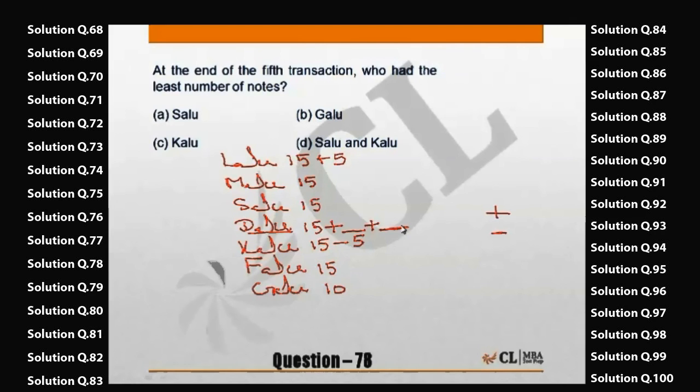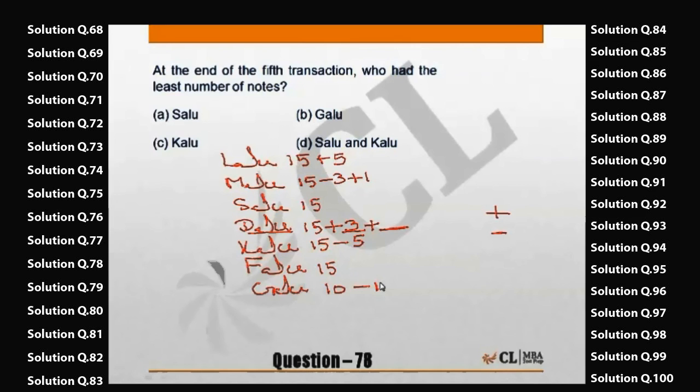Condition number 3 is Malu gave 3 notes to Dalu. So if Malu gives 3 notes to Dalu, against Malu's name there would be minus 3, and now we know what will come against at least one of the pluses. This takes care of Malu giving 3 notes to Dalu, and Malu received 1 note from Galu. So plus 1 here and minus 1 here against Galu.